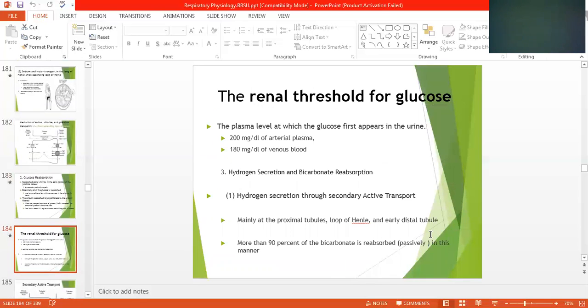The renal threshold for glucose is the plasma level at which glucose first appears in the urine: 200 milligrams per deciliter of arterial plasma and 180 milligrams per deciliter of venous blood. Hydrogen secretion and bicarbonate reabsorption. Hydrogen secretion through secondary active transport occurs mainly at the proximal tubule, loop of Henle, and early distal tubule. More than 90% of the bicarbonate is reabsorbed in this manner.